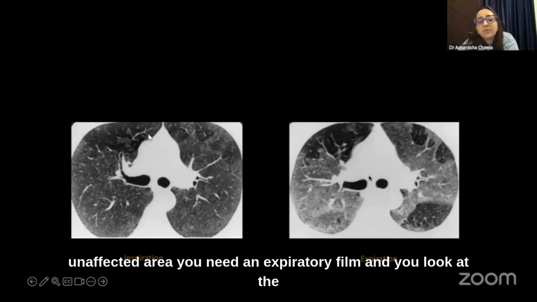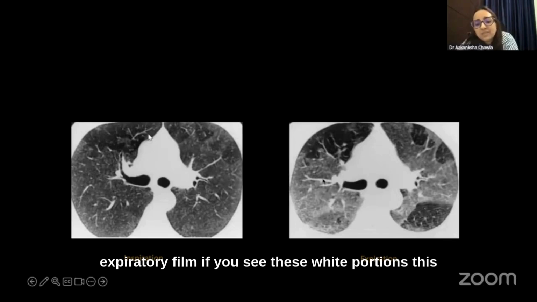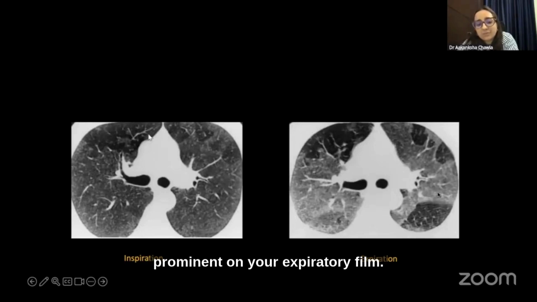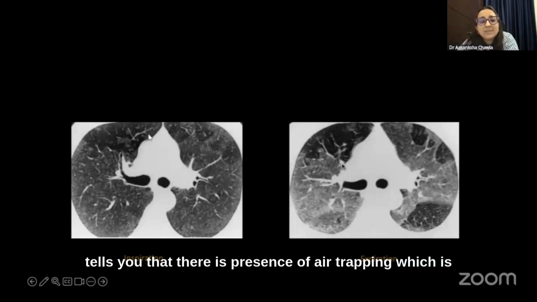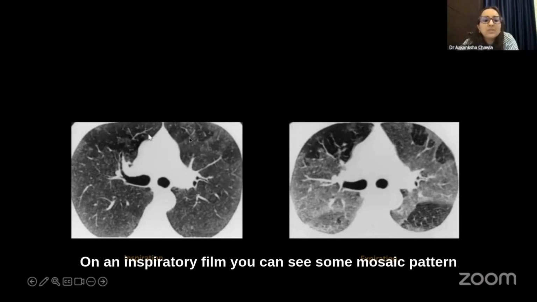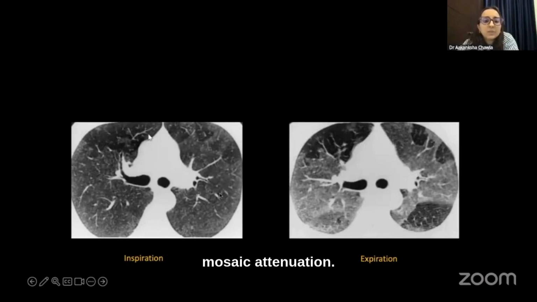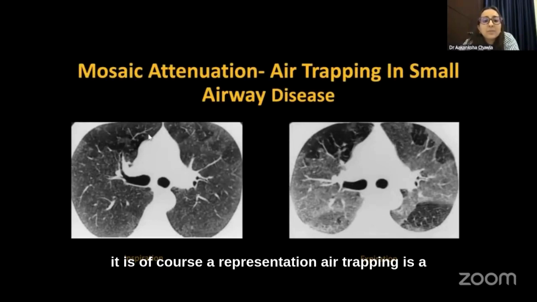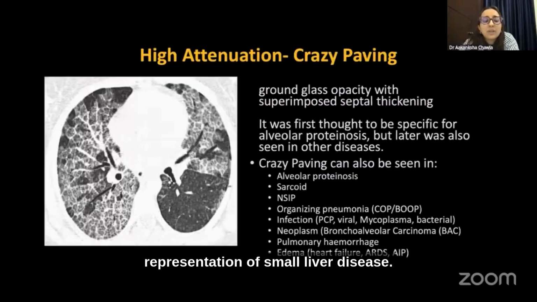But then for this mosaic pattern, to know whether this is an affected area or an unaffected area, you need an expiratory film. If you look at the expiratory film and see these white portions, this is basically your normal lung, and the air trapping has become prominent on your expiratory film. So this tells you that there is presence of air trapping, which is appreciated on an expiratory film. On an inspiratory film, you can see some mosaic attenuation. So this is another presentation of your high attenuation pattern. And air trapping is, of course, a representation of small airway disease.